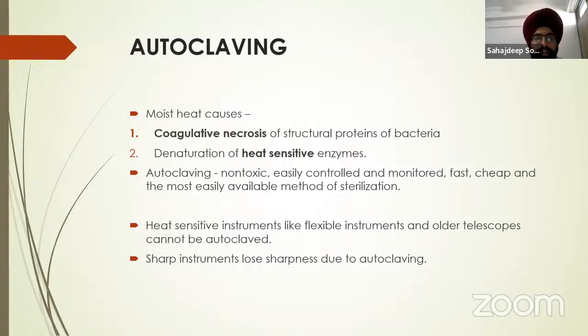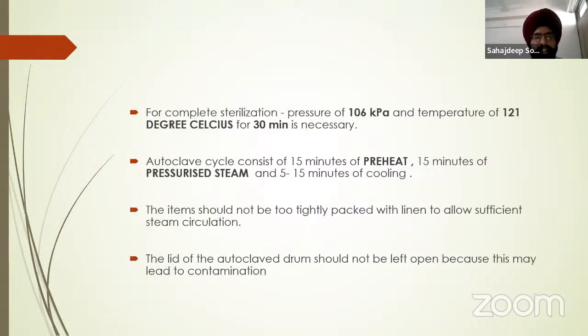of sterilization. But the disadvantage is that heat-sensitive instruments like flexible instruments and older telescopes cannot be autoclaved, although there are newer telescopes nowadays which can be autoclaved, and sharp instruments tend to lose sharpness due to autoclaving. For complete sterilization by autoclaving, a pressure of 106 kilopascals and a temperature of 121 degrees Celsius should be achieved for 30 minutes. A single cycle of autoclave consists of 15 minutes of preheat, 15 minutes of pressurized steam, followed by 5 to 15 minutes of cooling.